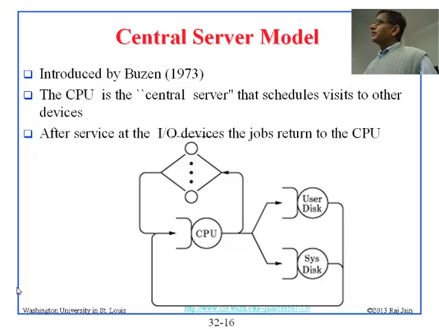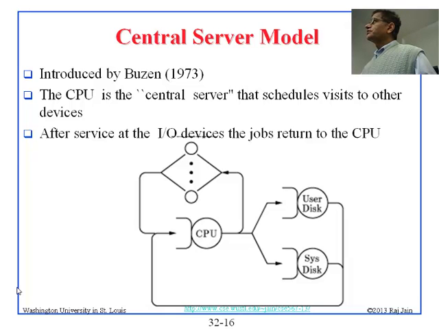He extended it a little bit more, so that you not only have the repairman here, but you can go to the disks and come back, and you can go to other systems like the network and come back, and so on and so forth, and you could have multiple disks. So this is called the central server model. Why central server? Because for the CPU, everything has to go through the CPU. You cannot go from A to B without going through the CPU.